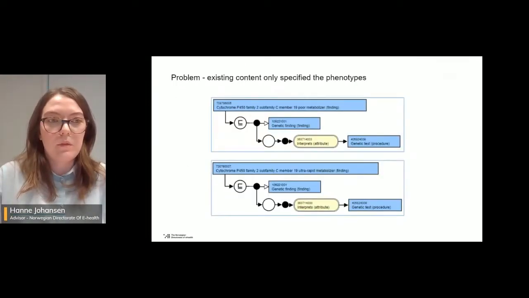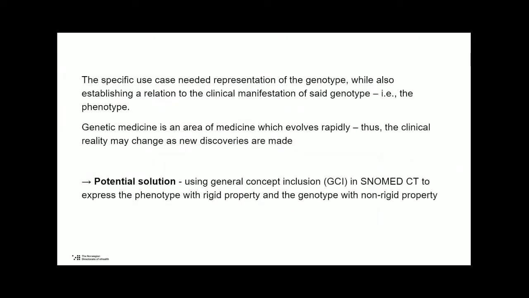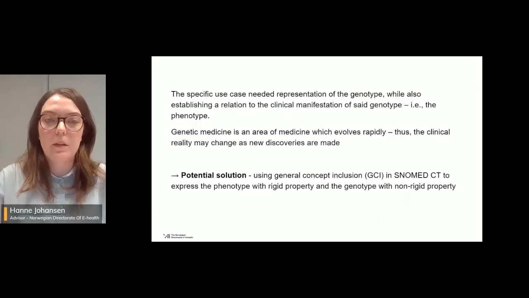So our problem was that the existing concept in SNOMED CT only specified the phenotypes. They represented phenotype concepts without any distinction for allele placement. And so we needed to make the genotypes with the star nomenclature present in the term. That was what we set out to try to do. So through discussions, we established that for this specific use case, we wanted to represent the genetic polymorphism, or the genotype, also establishing a relation to the clinical manifestation of that genotype, i.e. the phenotype.